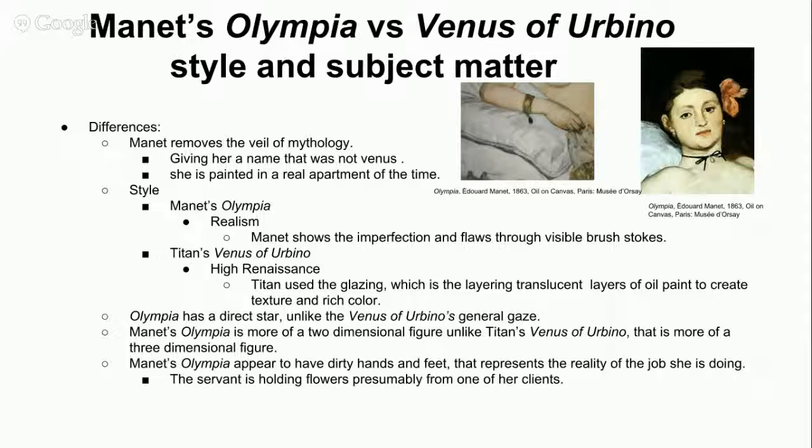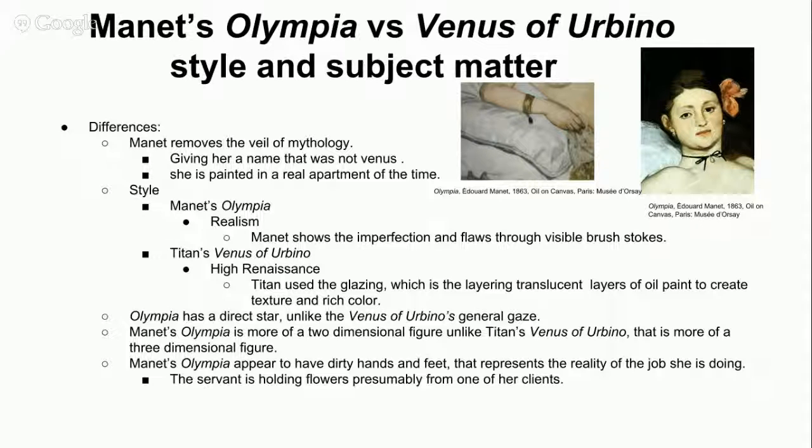And if you look at these images here, you can see the brushstrokes. This was not painted through glazing. There are 10 to 15 different layers of translucent oil paint that make up this image. It almost has a flat look, and you can see the brushstrokes when you look in closely.